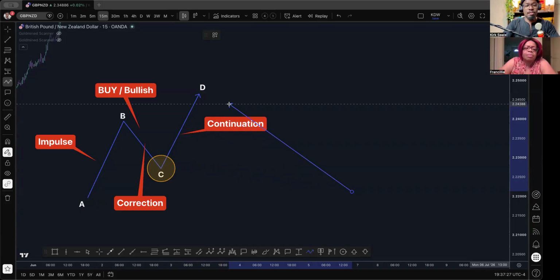Okay. So anytime we're placing a buy, we are making our money during the C to D phase. We let A and B happen. We wait for C to show up, and then we buy at C so we can make money on the way to D.